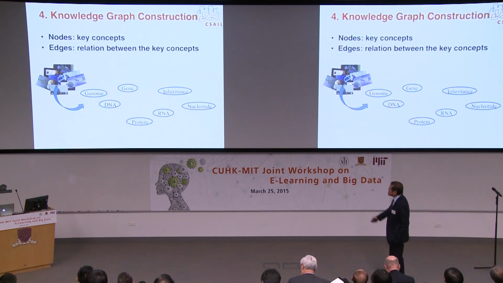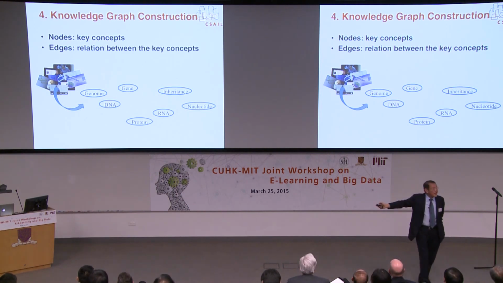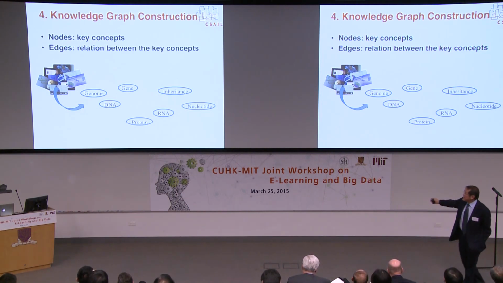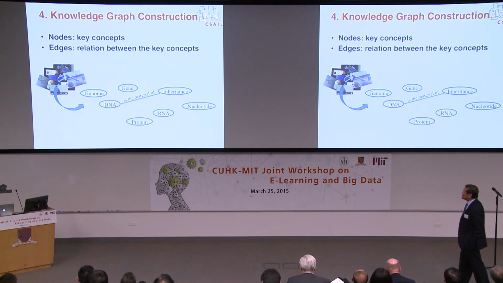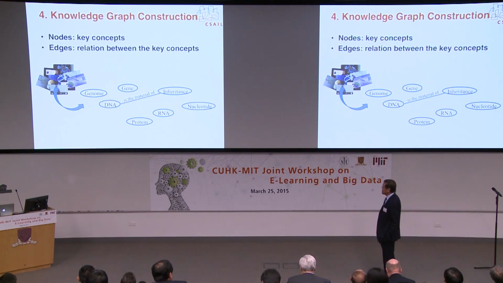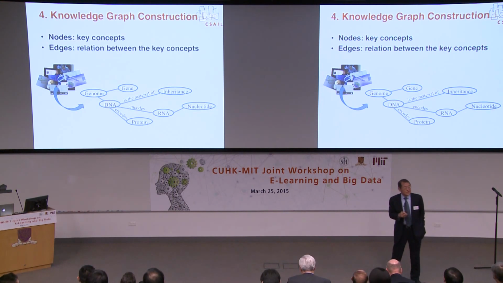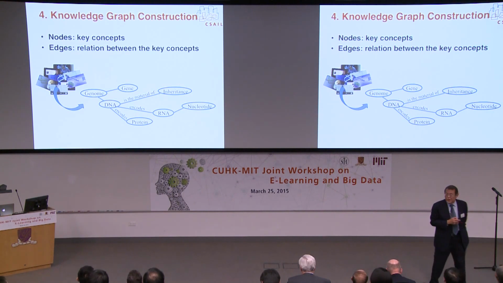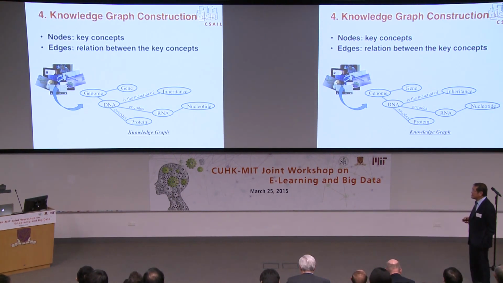The fourth step is to create something we call a knowledge graph. Once you have these entities there, you can figure out that DNA and inheritance, one is the material for inheritance. And then for DNA, all these links you generate automatically, creating something we call a knowledge graph.